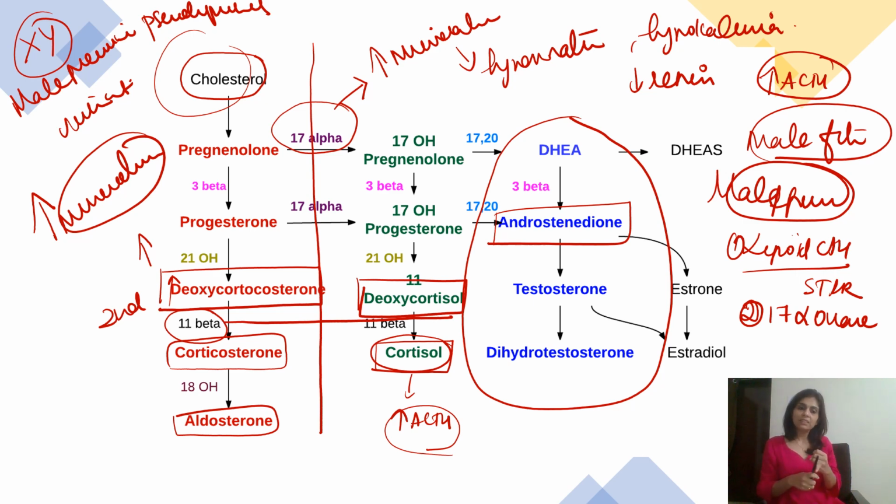So if you find a neonate or a young child presenting with hypernatremia, hypokalemia, metabolic alkalosis, with high ACTH, hyperpigmentation, low renin, you're going to suspect hypertensive form of congenital adrenal hyperplasia. This can be because of two defects. One is a relatively common 11 beta hydroxylase defect. The other one is 17 alpha hydroxylase defect.